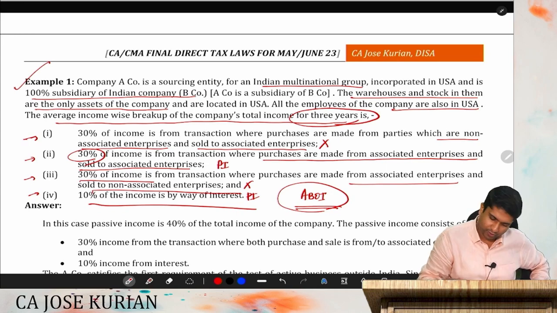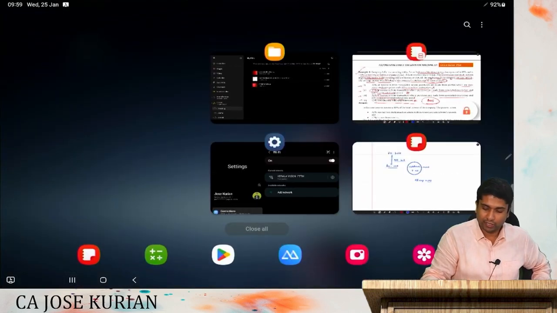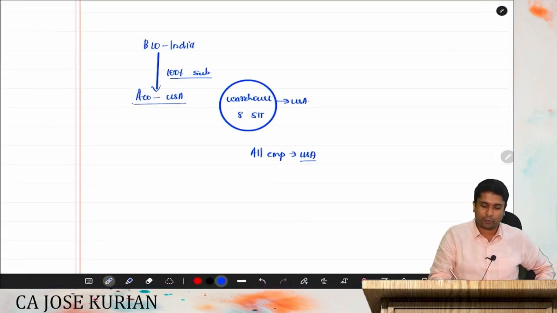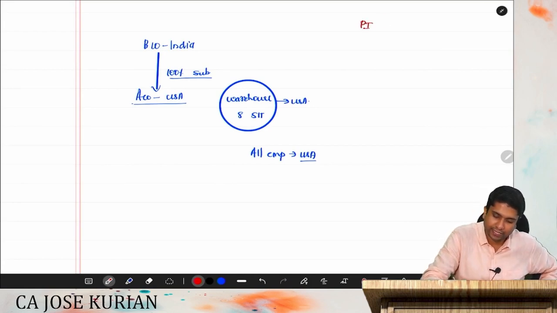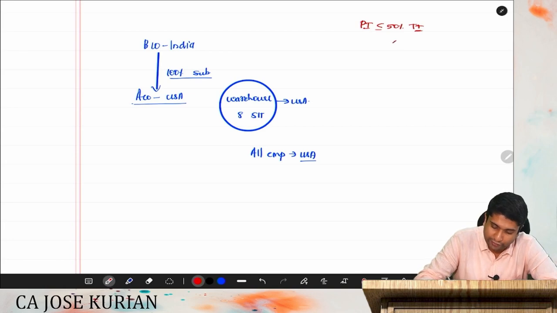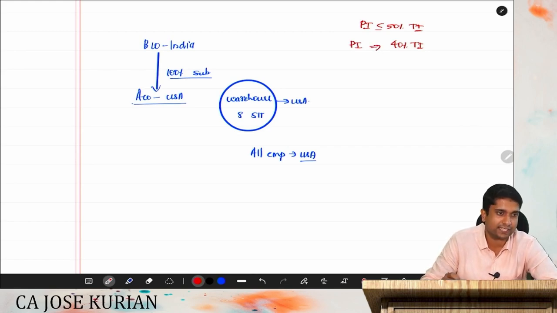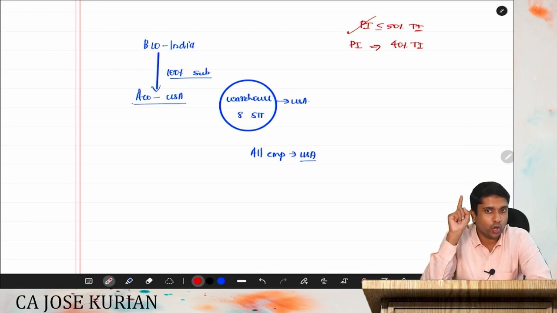Yes or no? Now let's determine POEM. What is the first condition for determining POEM? That company's passive income should be less than or equal to 50% of total income. And according to what we have understood, only 40% of total income is passive income. Yes or no? Out of their total income, only 40% is passive income. First condition is satisfied. Yes or no?